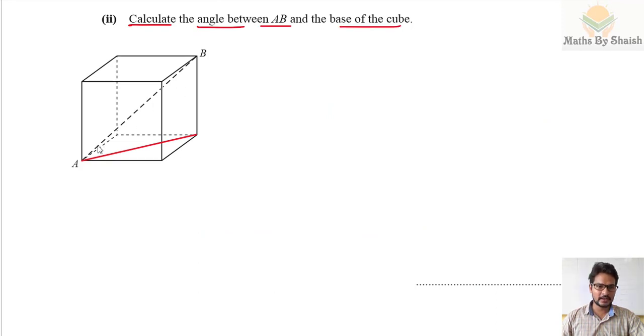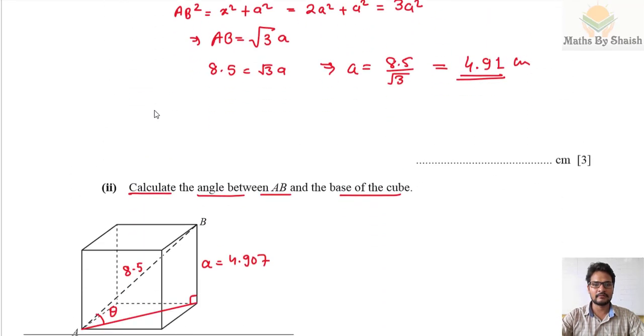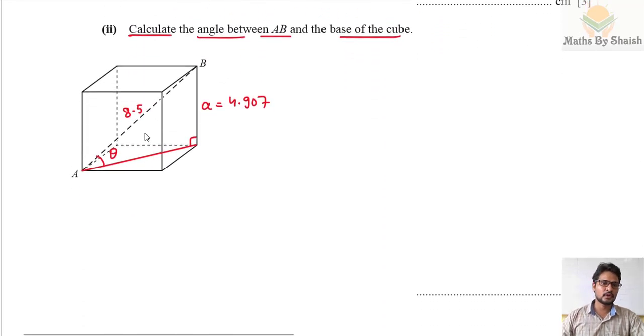Second part is calculate the angle between AB and the base of the cube. So this is AB, and the angle between the line and the base means the angle between this line and the diagonal of the base. So we need to find this value. We can take it as theta, and here in the previous part the side length was given as 4.907 or 4.91, but it's fine if we take the number till 3 decimal places. And then this is 90 degree, and this value was given in the question, 8.5 centimeter.